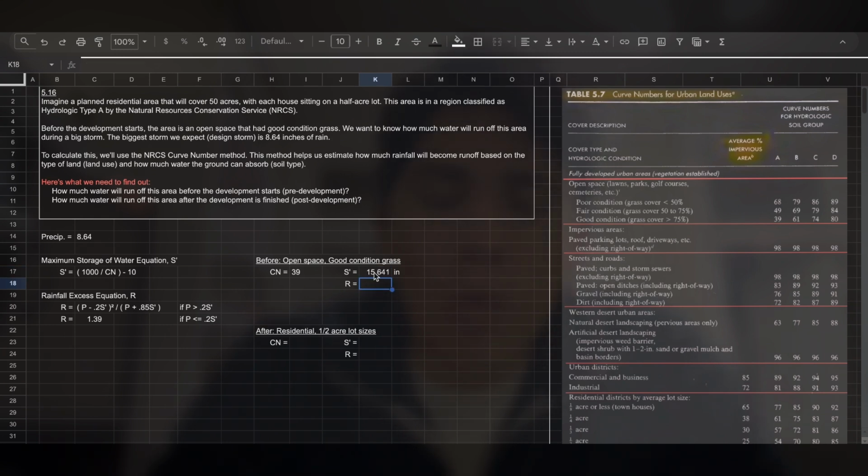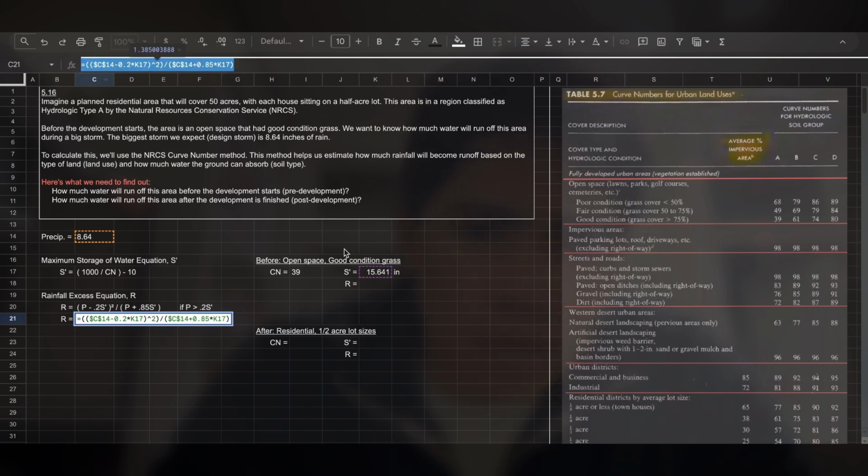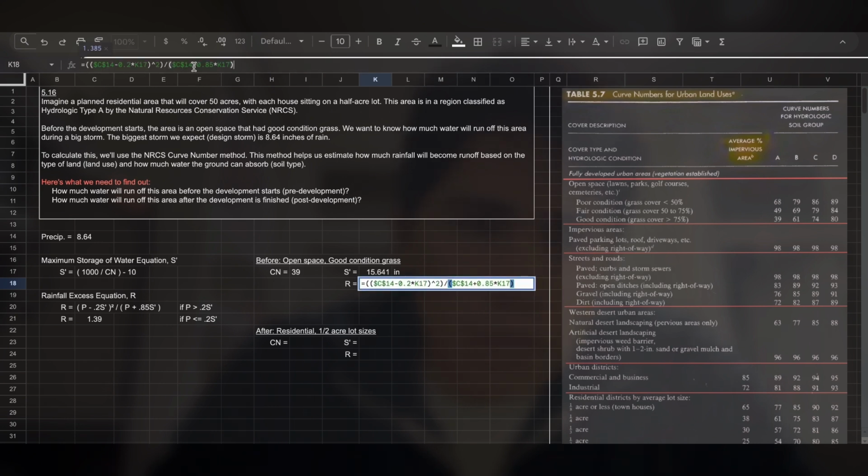So this is how much water the ground can store, up to how much water it can contain. Based on that, we can find the difference between precipitation and how much it can store, how much water is actually run off before it gets infiltrated into the ground. To do this, we use this equation right here, which I already have set up in Excel, so I don't lose time typing it, and we can just modify it.